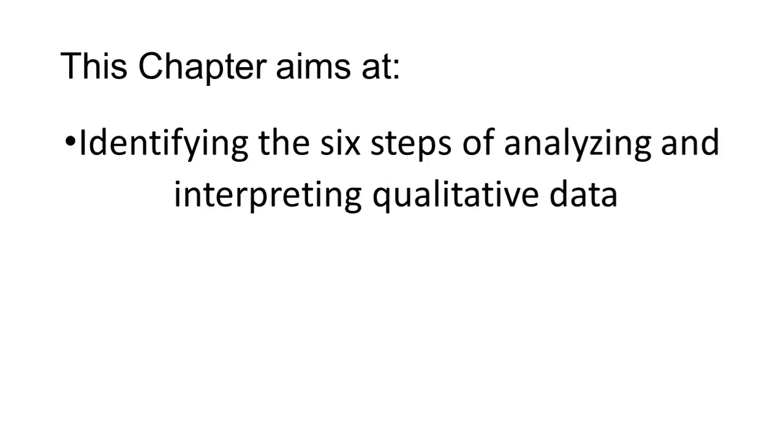So the main objective of this chapter is that it tries to identify the 6 steps of analyzing and interpreting qualitative data. This is a process. It involves 6 steps. And within these 6 steps, we have sub-steps. For example, in the first step, I will deal with minor steps. I will tackle the first 3 steps. Fatima, my colleague, will tackle the 3 remaining steps. So it's a process.